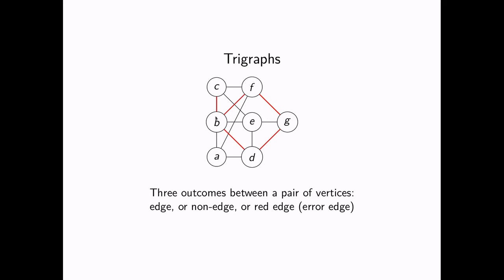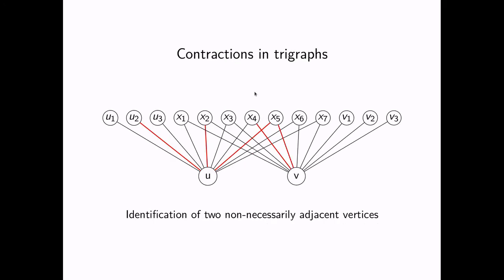So I have this vision that vertices are subsets of vertices of the original graph. And an operation that I can do is contracting two vertices. They don't need to be adjacent. They can be, but they don't need to be. And so when I contract U and V, I merge them into a single vertex.